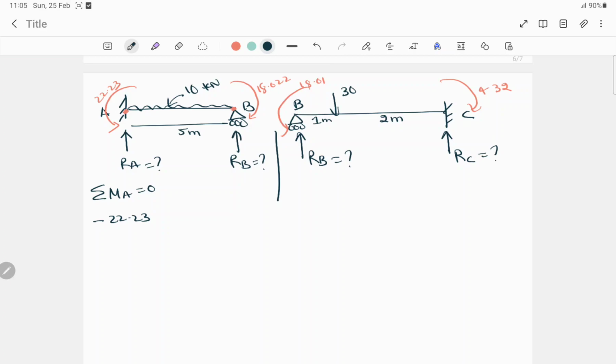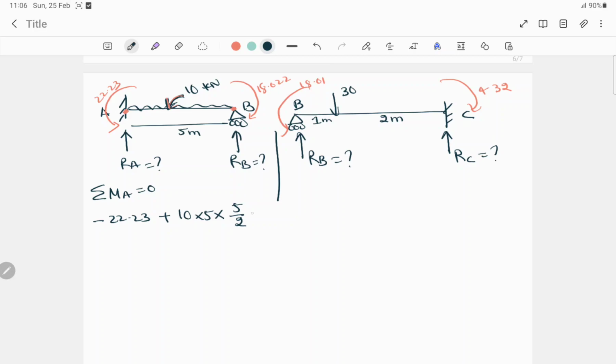Anti-clockwise we'll consider as negative and clockwise we'll consider as positive. So here this is anti-clockwise, so minus 22.23, plus this load is acting downwards, so we'll consider it as positive. So plus 10. UDL means we have to take the distance also, right? Into 5, into... we have to convert this load to a point load. So to convert it to a point load we have to take half of it, half of the distance, so half of the distance will be 5/2.